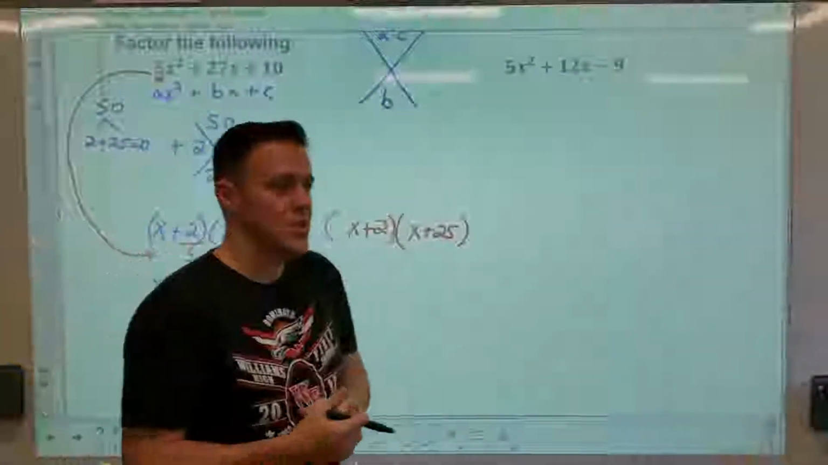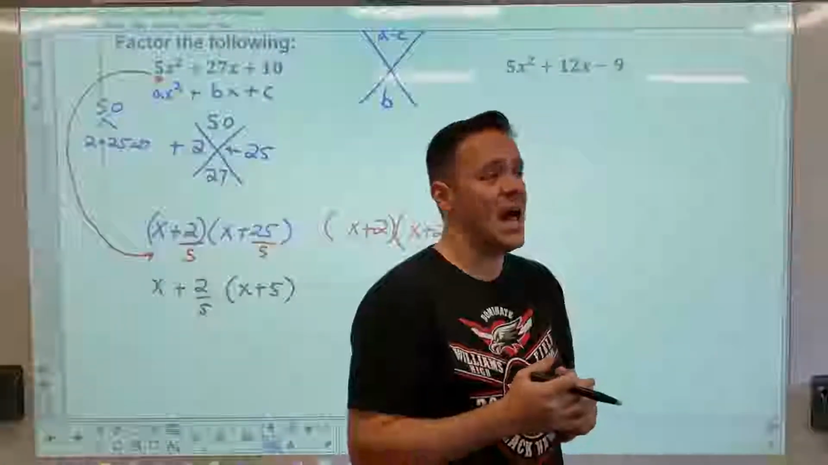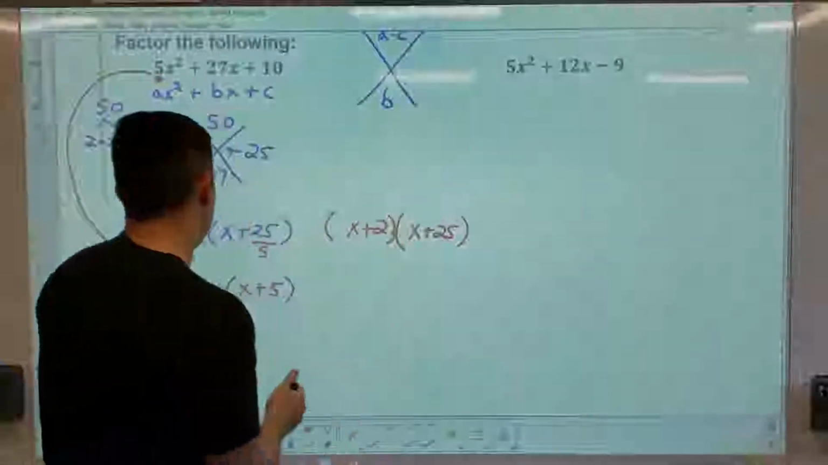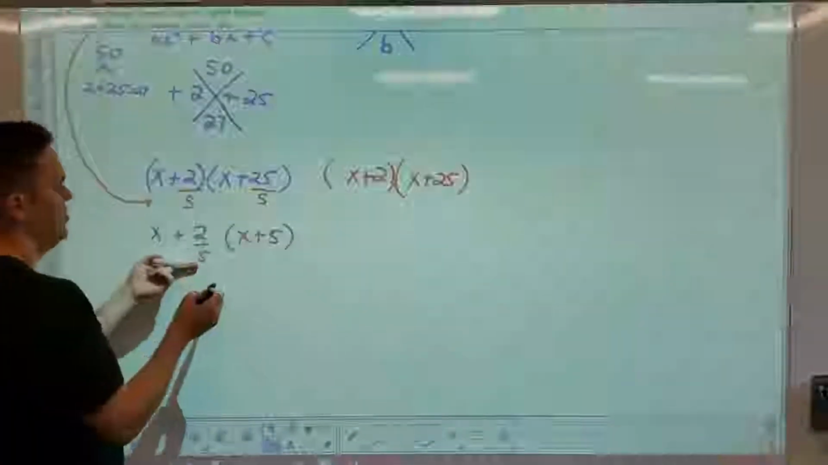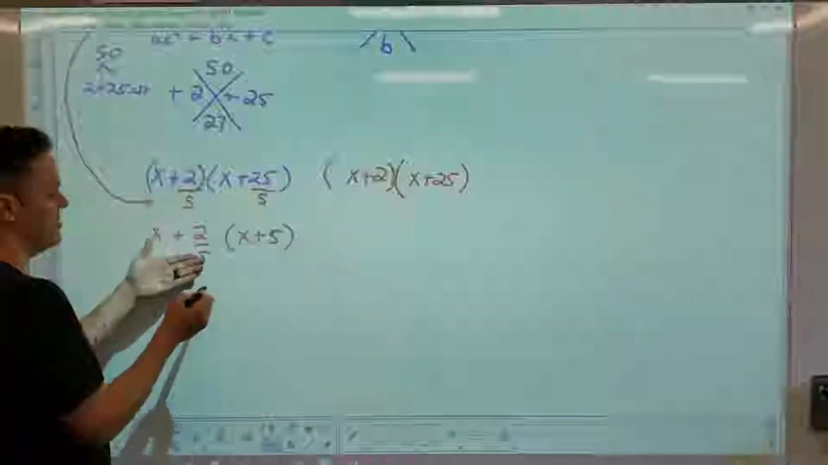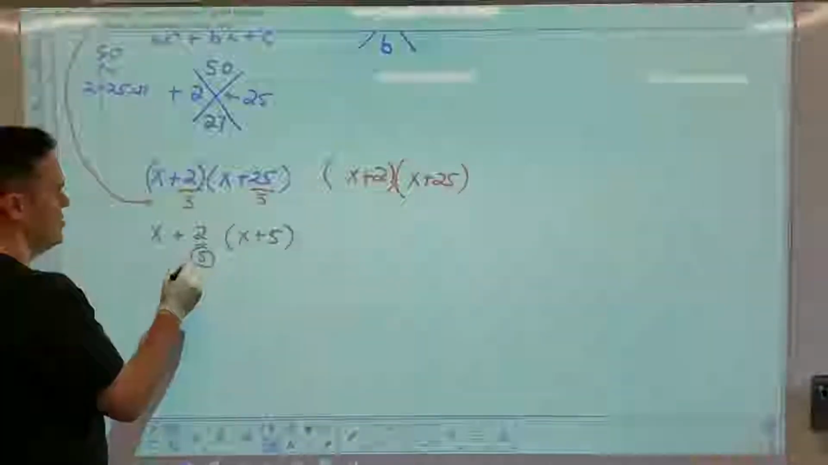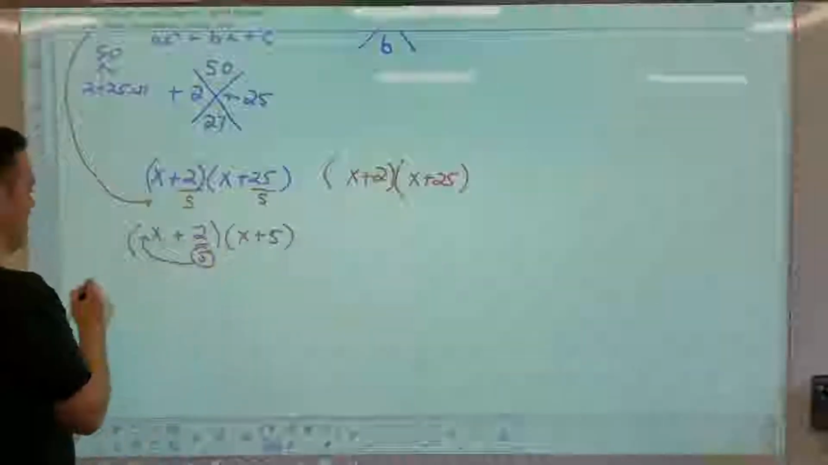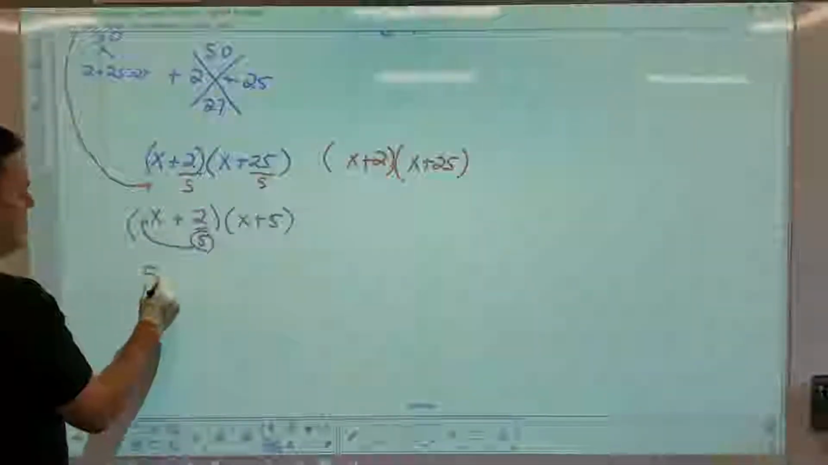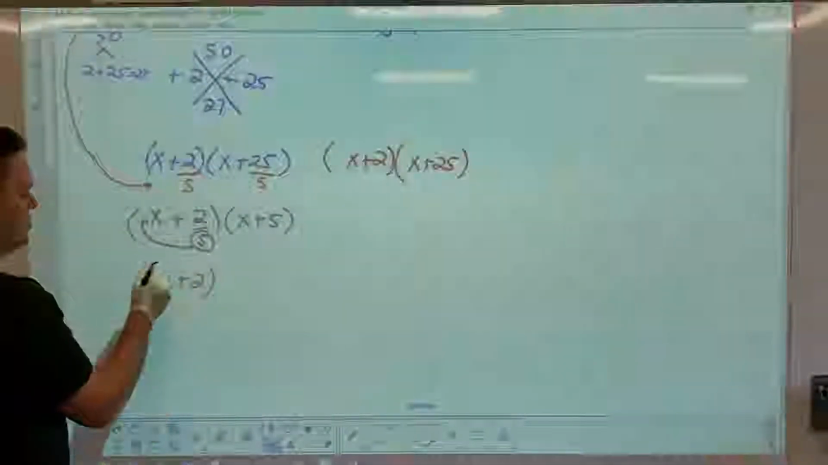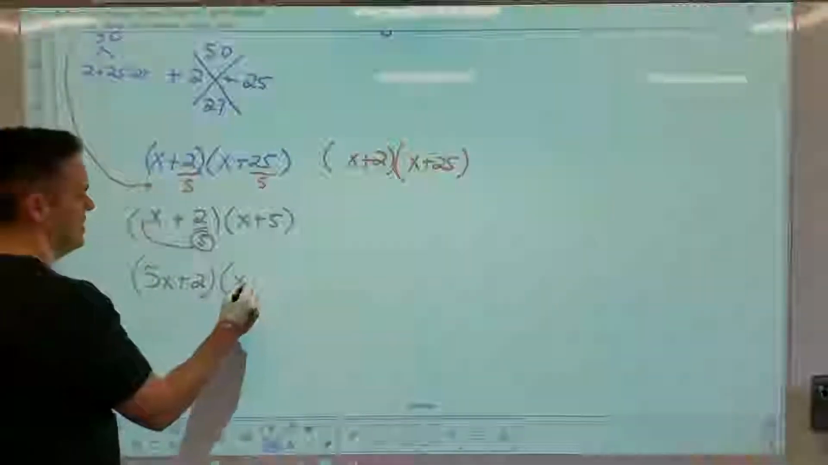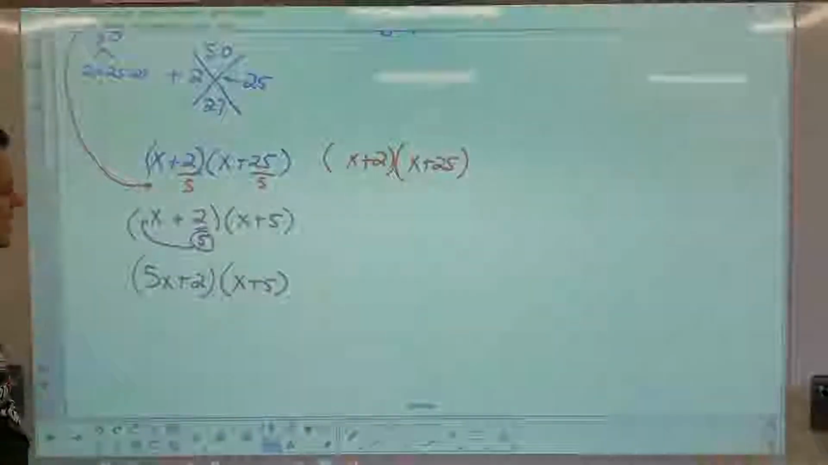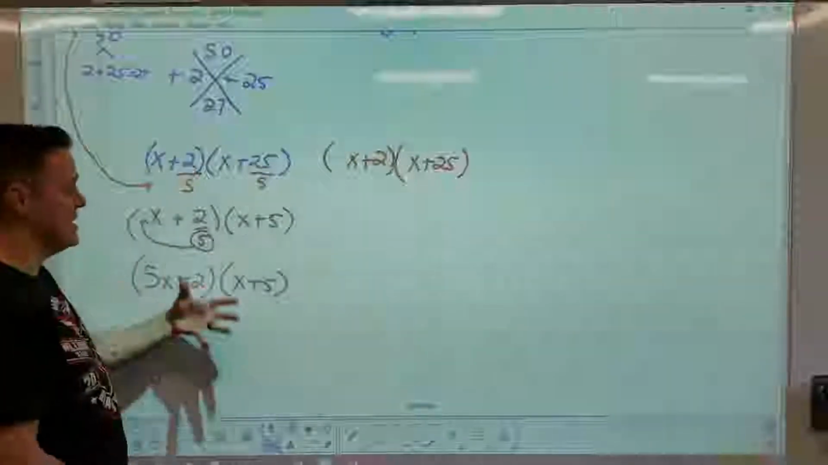The problem though is, would you leave this fraction here? No, you wouldn't. The reason it's called the slide method is that you can't leave it as 2 over 5ths. You take this 5 and slide it back into the front. So your answer ends up being 5x plus 2 and x plus 5. Hopefully everybody sees the setup on this.